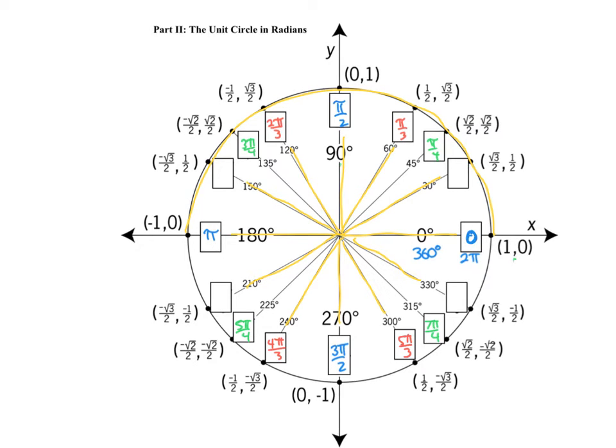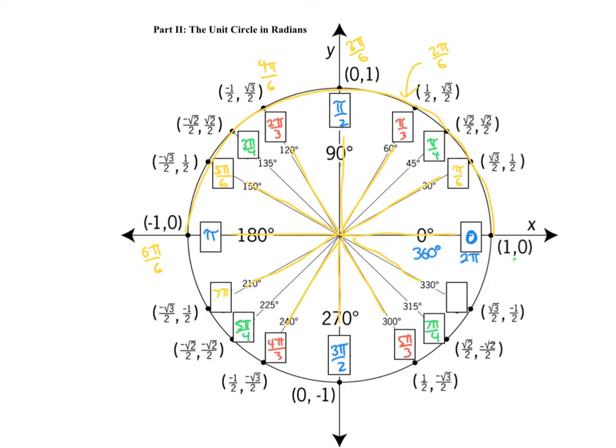Okay, so our first one is pi over 6. Add another pi over 6, we get 2 pi over 6, which reduces to pi over 3. Then 3 pi over 6 reduces to pi over 2. 4 pi over 6 reduces to 2 pi over 3. Then 5 pi over 6. 6 pi over 6 reduces to pi.